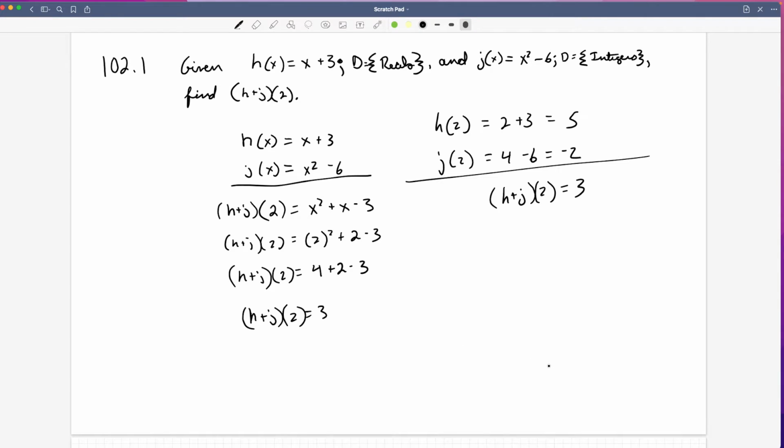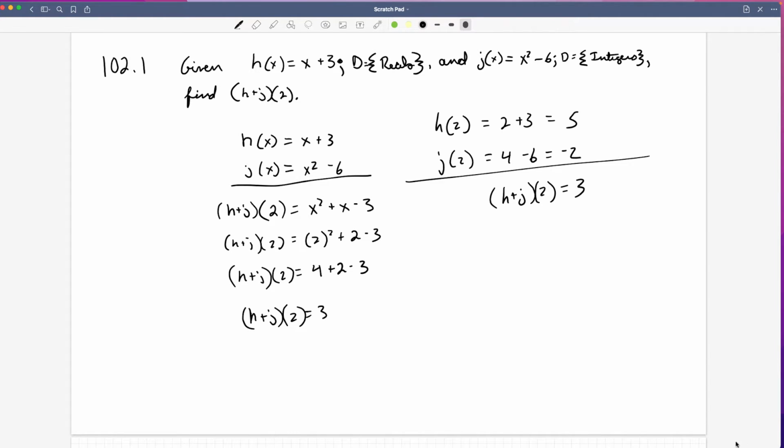Same answer both ways. So it just depends on which way you want to do it. But because the answer falls within both the reals and the integers domains, we are good to go. All right, let's look at example 102.2.